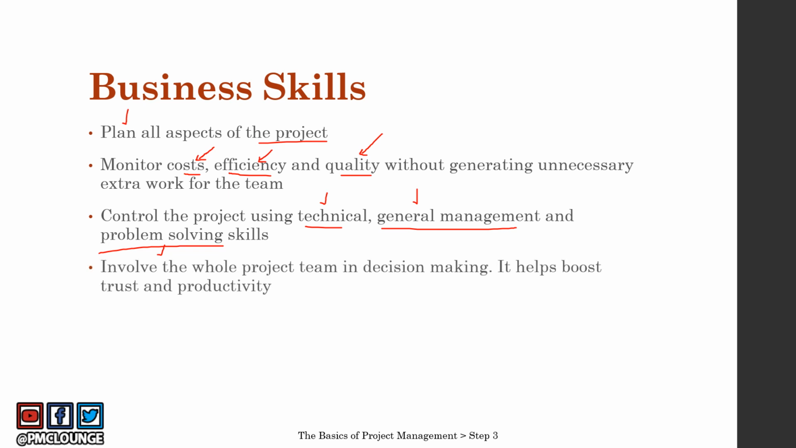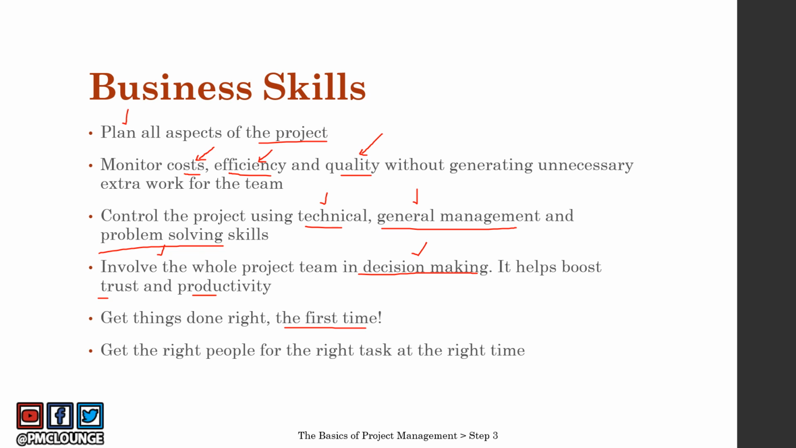Involve the whole project team in decision making. It helps boost trust and productivity, which is something that you definitely need from your team. So it is important that you involve them in all major decisions of the project. Get things done right the first time itself so that you don't have to repeat. Get the right people for the right task at the right time. May sound cliche, but is definitely a skill that you should possess. And finally, focus on results. So these are some of the business skills that a project manager must possess.